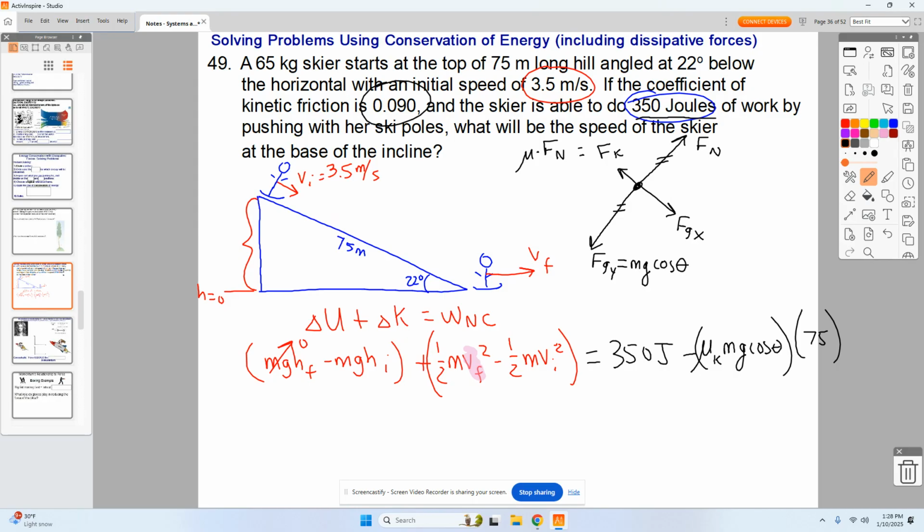Now, there's a fair amount of math to rearrange that to get to V final, right? I mean, there's a lot you got to do. You got to add mgh to both sides. You had to plug in your mu, your mass, your cosine. But it's just math. Can we agree on that? It's just math. Isolate V final and solve it. I want to see if you guys can do that. It's the algebraic side of things, and so just have at it.